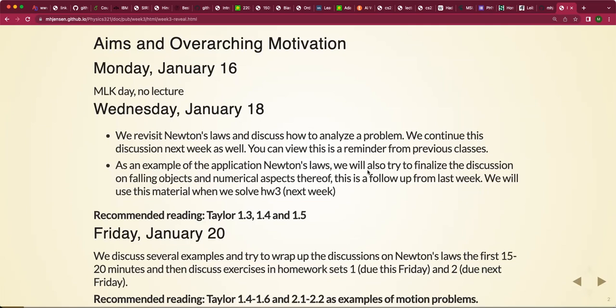Now on Friday, depending on how far we get today, we are going to use roughly 15 minutes, 20 perhaps, of the lecture just trying to wrap up the theory. And then we have the rest of the time for solving the exercises.